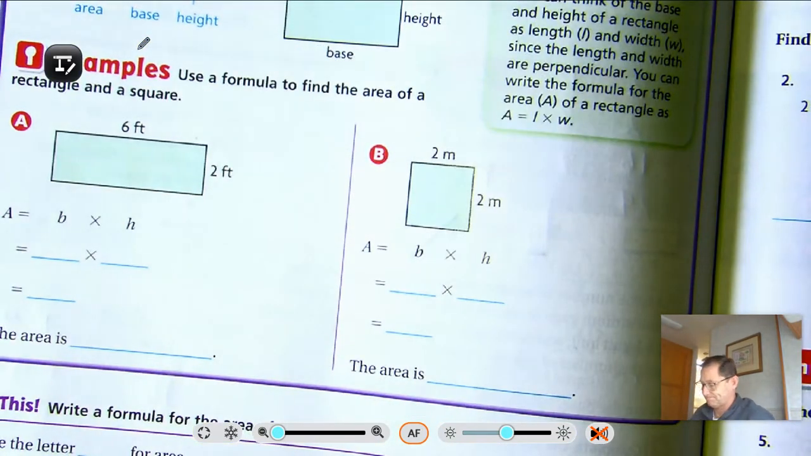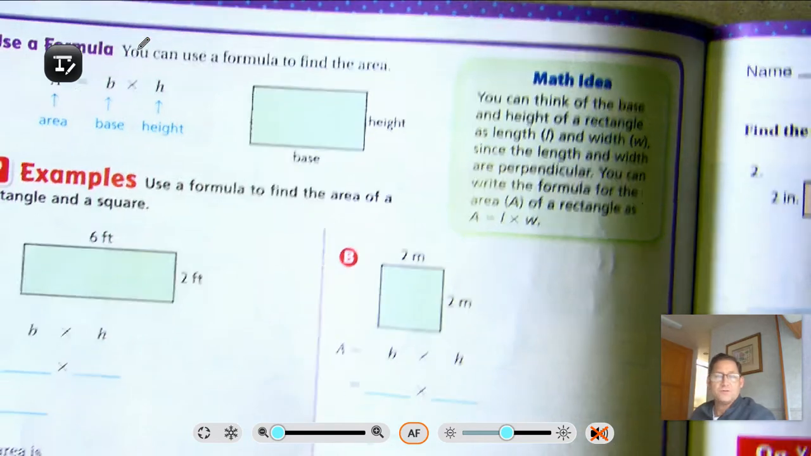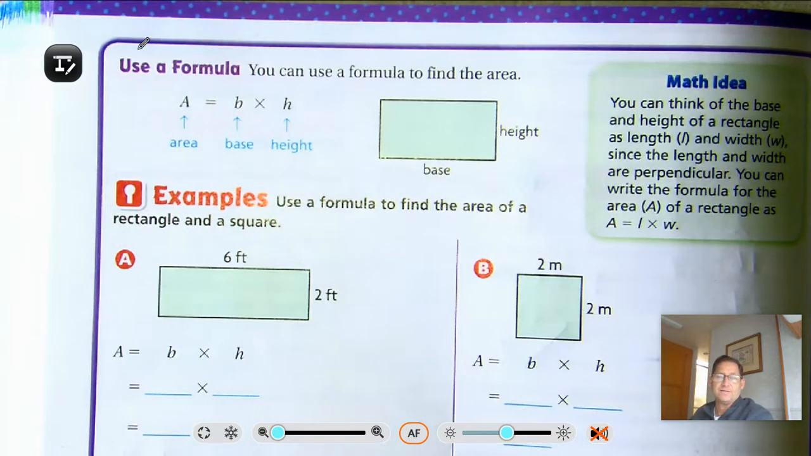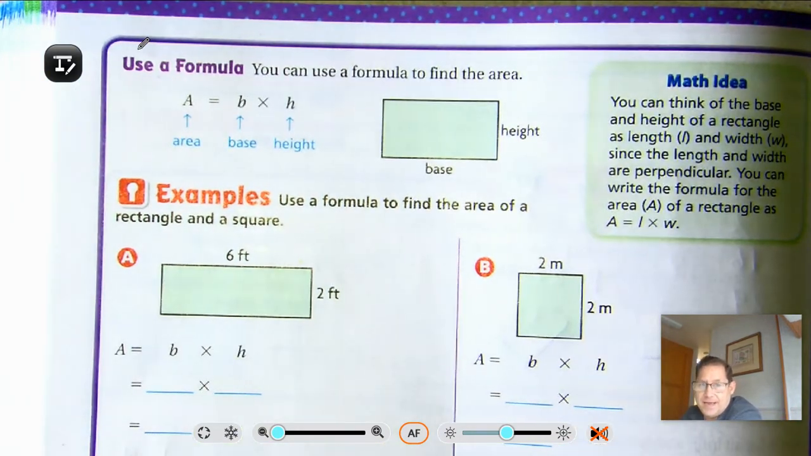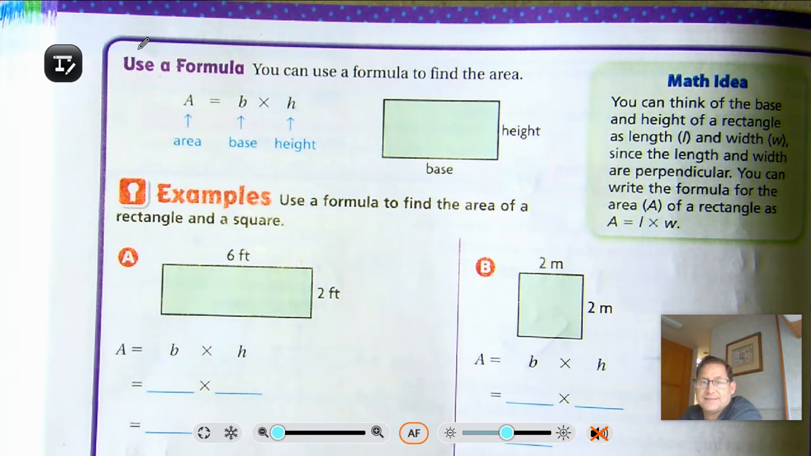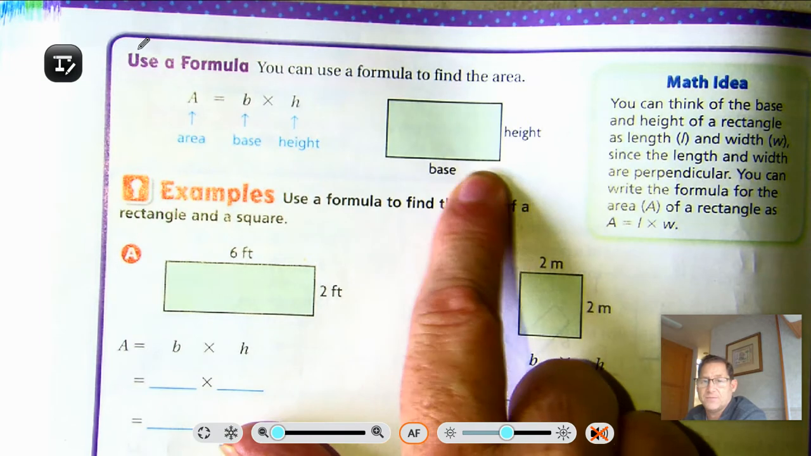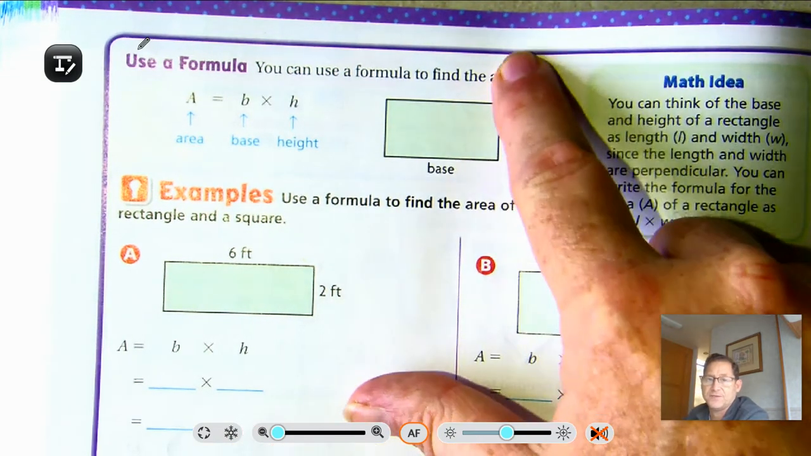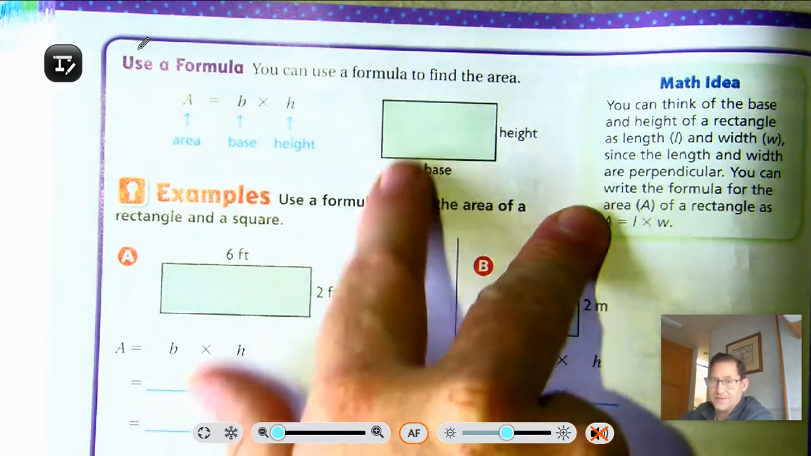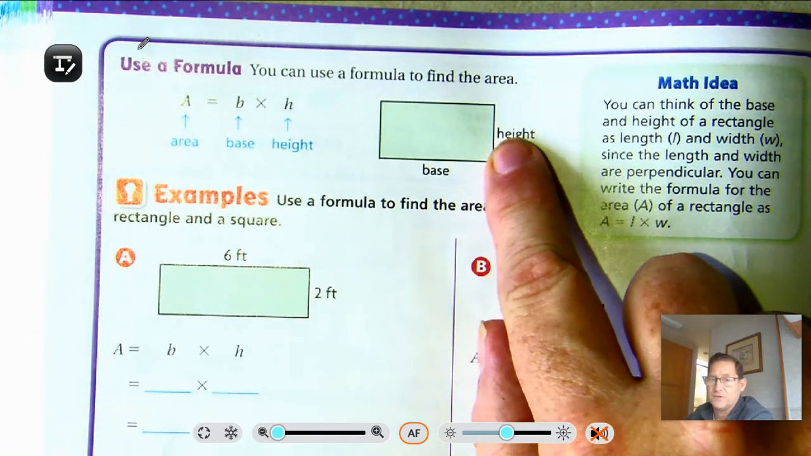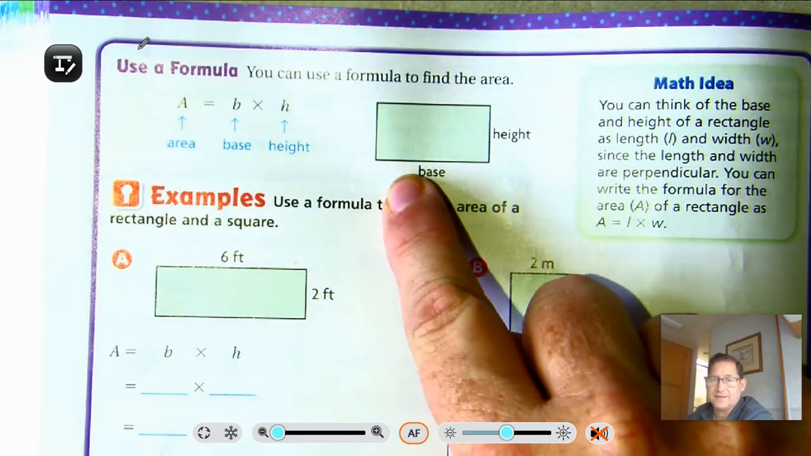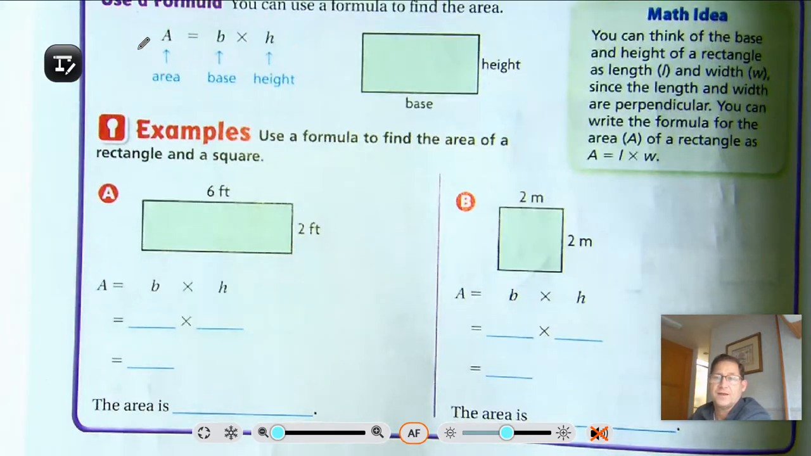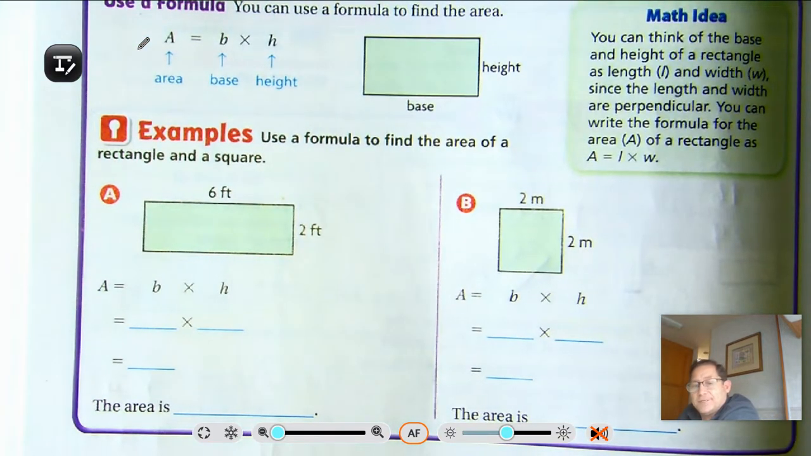Page 530. You can use a formula to find the area. When we just wrote that, area A equals B, the base, times H, the height. Here they're saying the base is the bottom part of this rectangle and the height is perpendicular to it. It could be the other way around. We could still call this the base and this would be the height. It doesn't matter. Commutative property of multiplication, right?